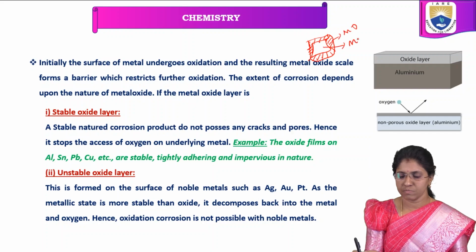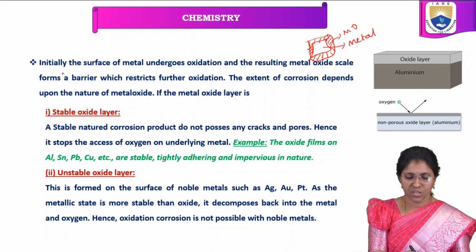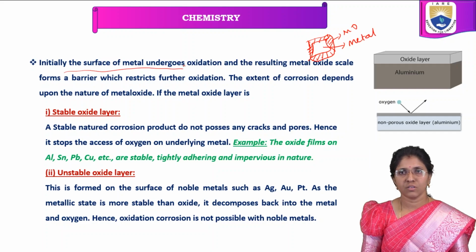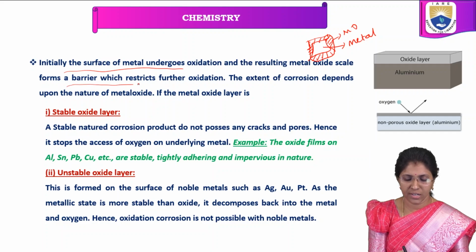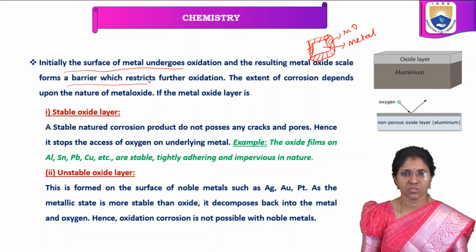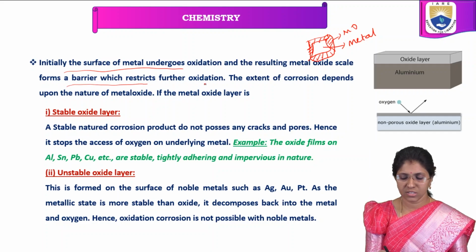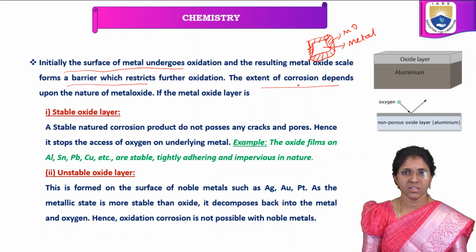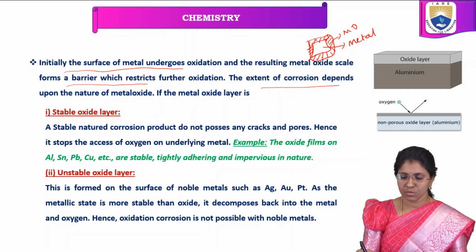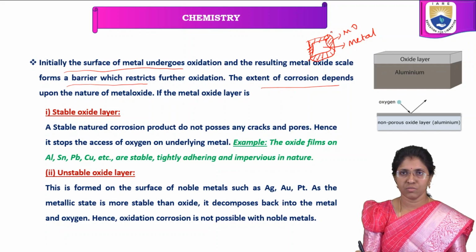This is metal. Initially the surface of the metal undergoes oxidation, and the resulting metal oxide scale forms a barrier which restricts further oxidation. So the extent of corrosion depends upon the nature of the metal oxide.